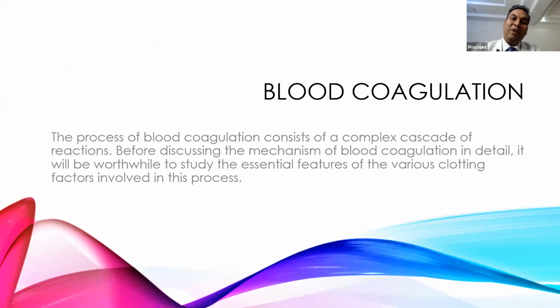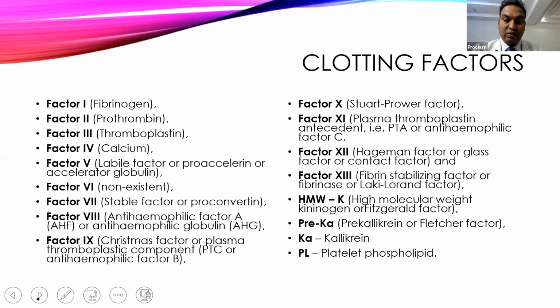So this mechanism, the definitive plug formation, is also called blood coagulation, and it is a process where cascades of reactions occur. Activation of one factor will activate multiple factors, and ultimately it will lead to clot formation. This whole process involves various chemicals or proteins, and those proteins are called clotting factors. So you need to remember these clotting factors.